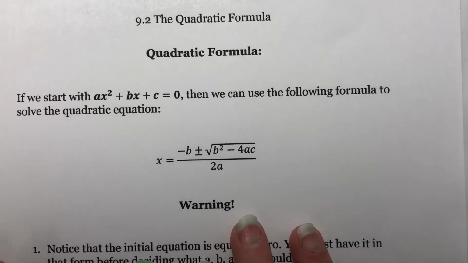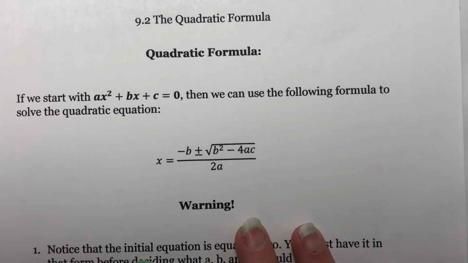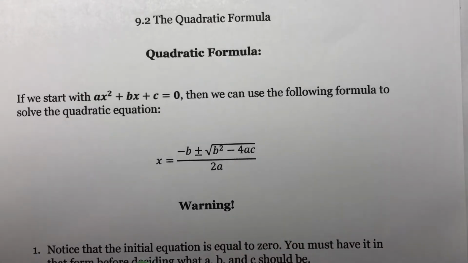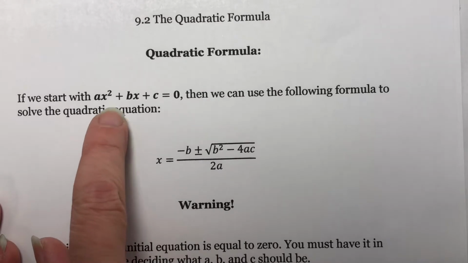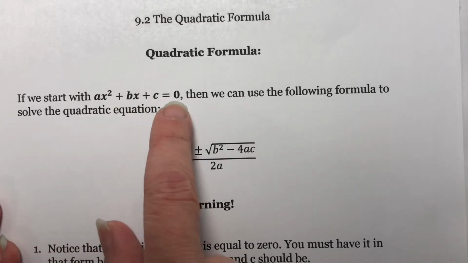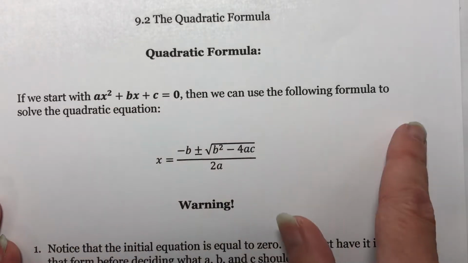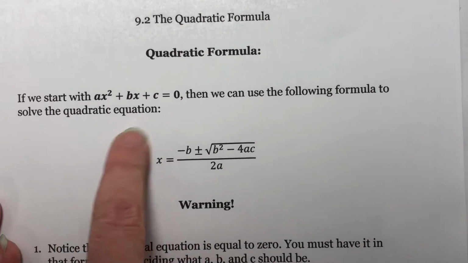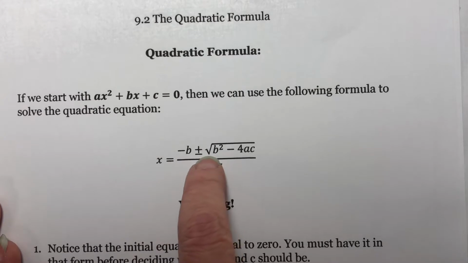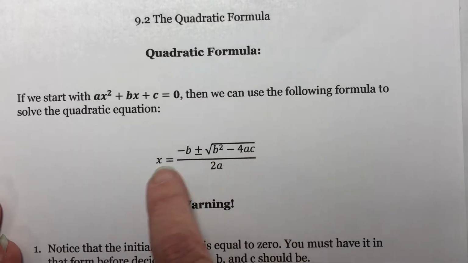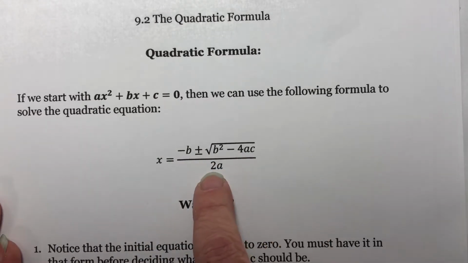This is section 9.2, the quadratic formula. We're finally going to get the most powerful tool for solving a quadratic equation. If we start off with ax squared plus bx plus c is equal to 0, then we can use the following formula to solve the quadratic equation. X equals negative b plus or minus the square root of b squared minus 4ac all over 2a.